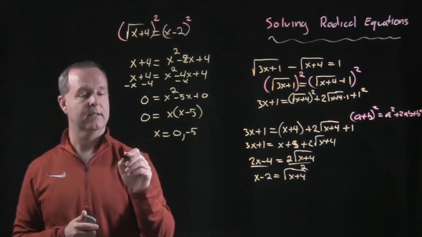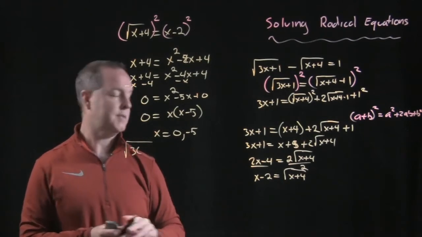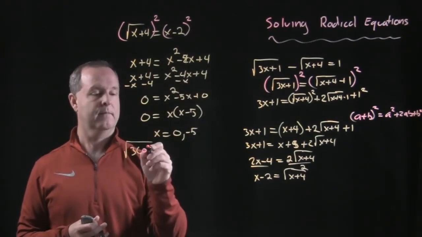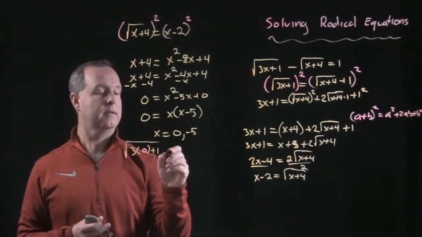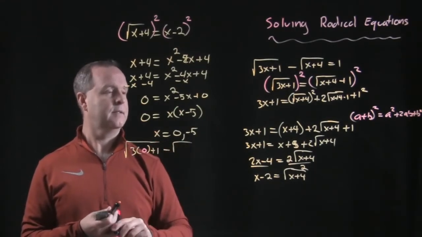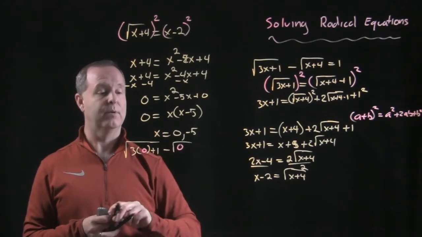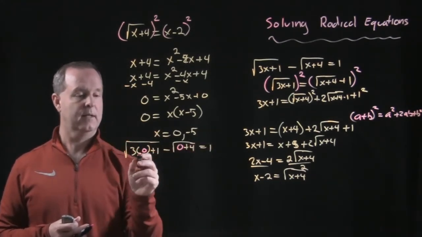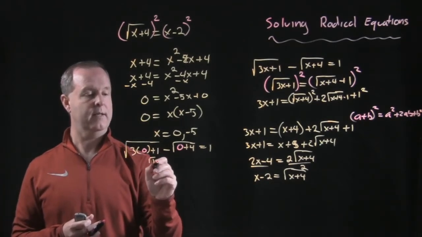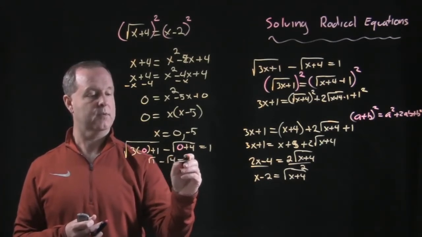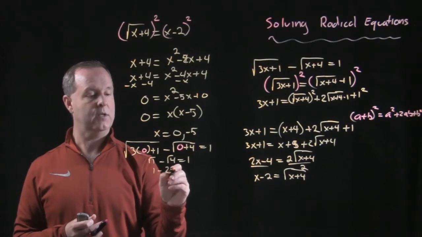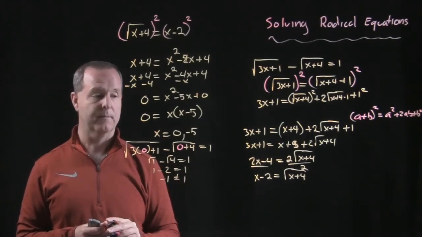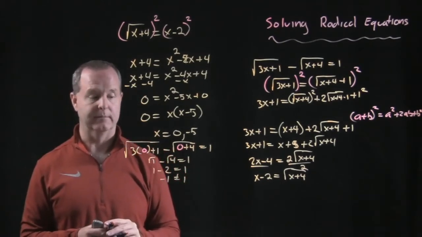So my check is 3 times 0 plus 1 minus 0 plus 4 equals a 1. So this is the square root of 1 minus the square root of 4 equals a 1. 1 minus 2 equals a 1. Negative 1 equals 1 is not true. So 0 is not a solution.